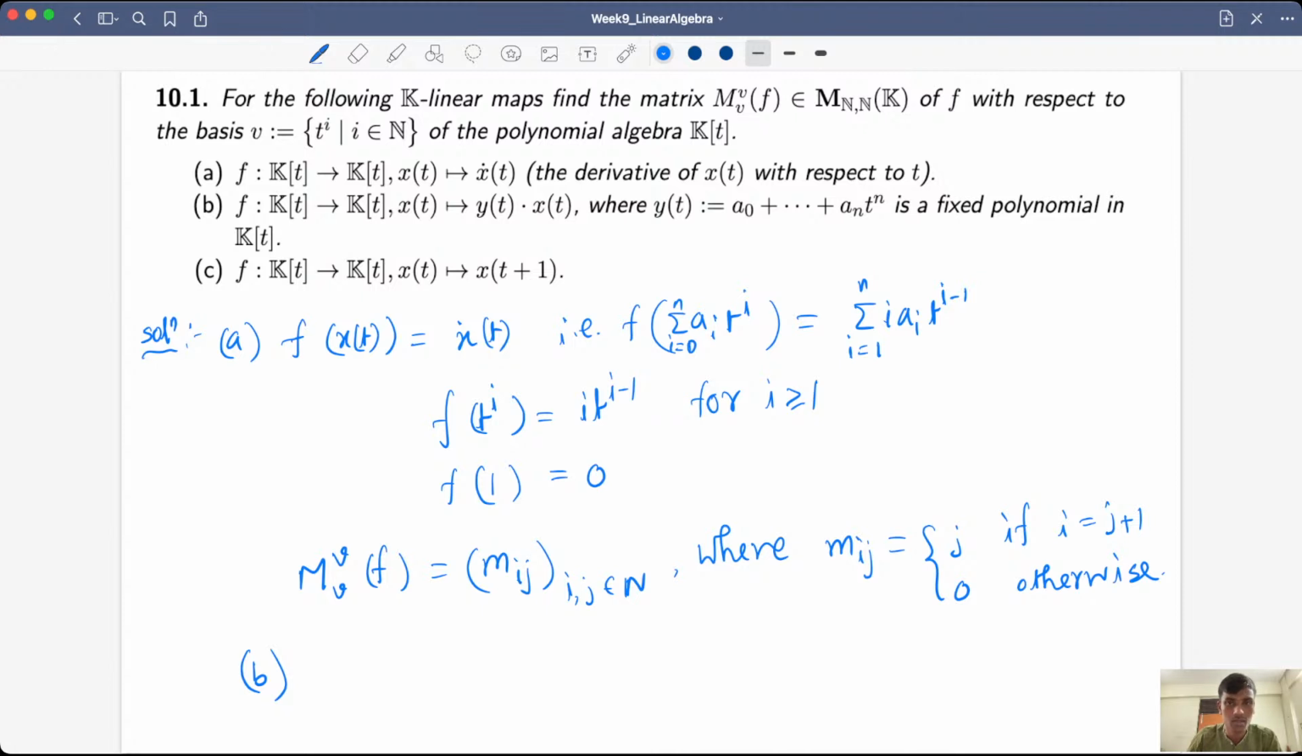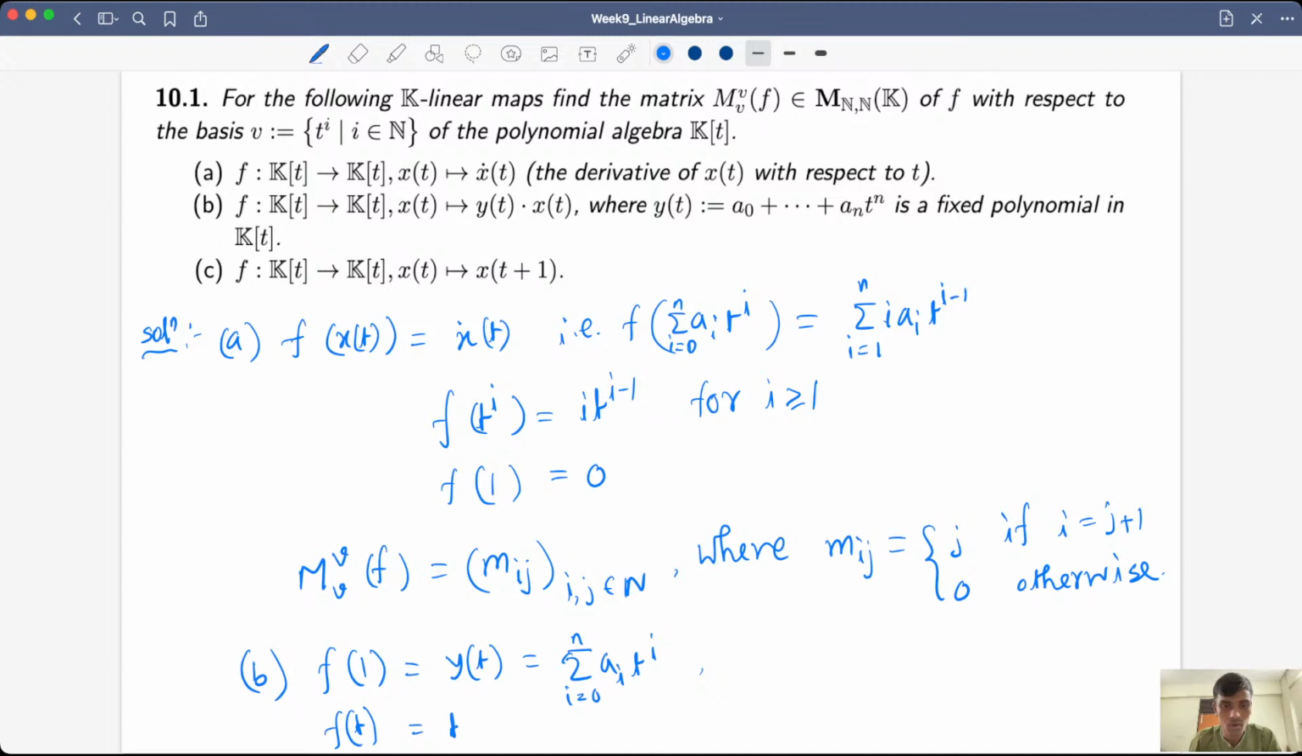So here again, if I see f of 1, f of 1 will be yt into 1, so that means yt, and yt is given to be the sum of a_i t power i for i equal to 0 to n. So the first column consists of all these a0 up to an and the remaining entries are 0. Then for f of t, if I calculate, it will just shift the coefficients by one more, right?